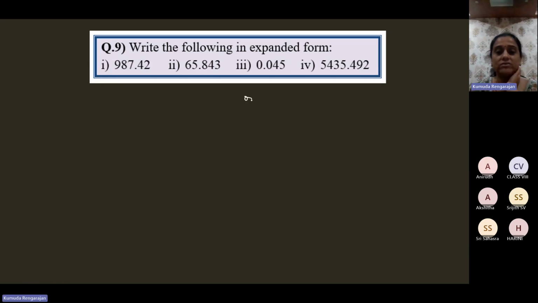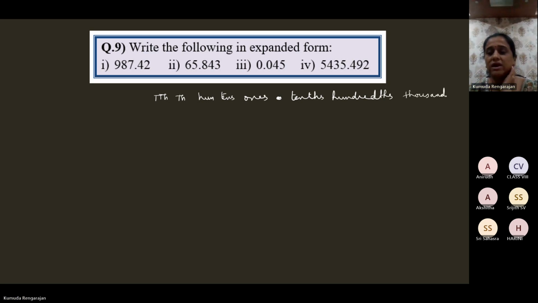So we have ones, tens, hundreds, thousands, 10,000s, and so on, right? Then we have the decimal point here. Then we have tenths, one-tenths, one-hundredths, hundredths, thousandths, right? Thousandths, THs.